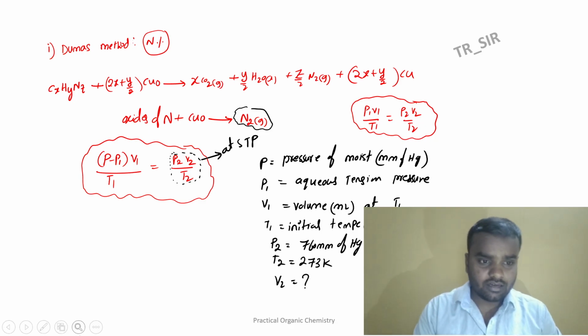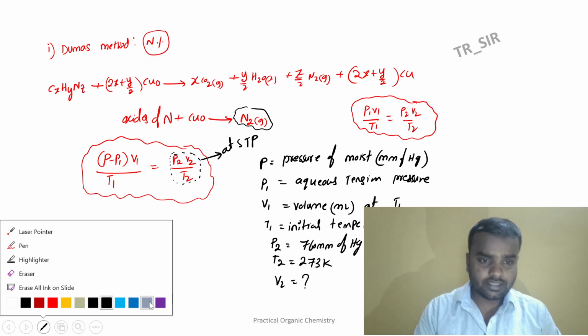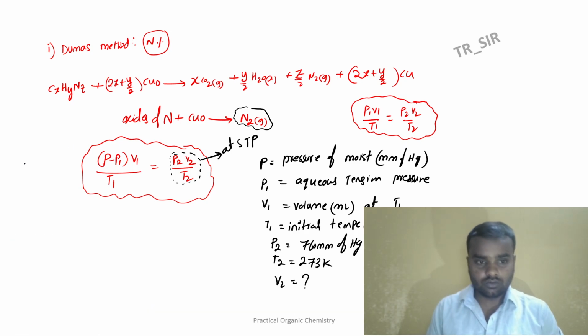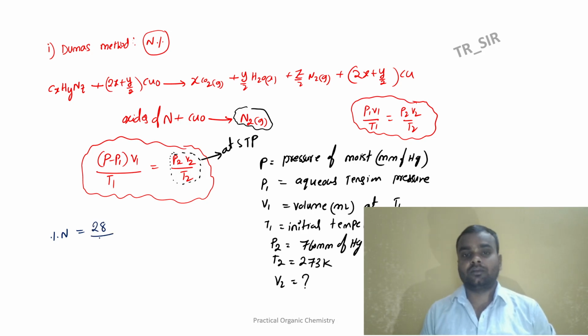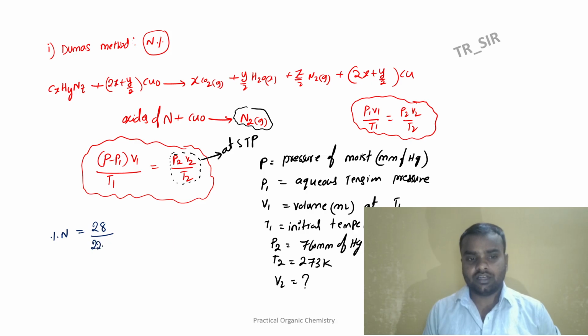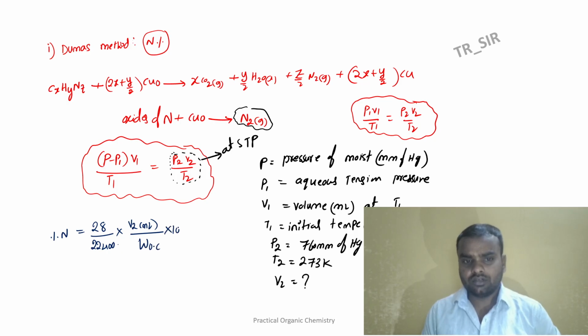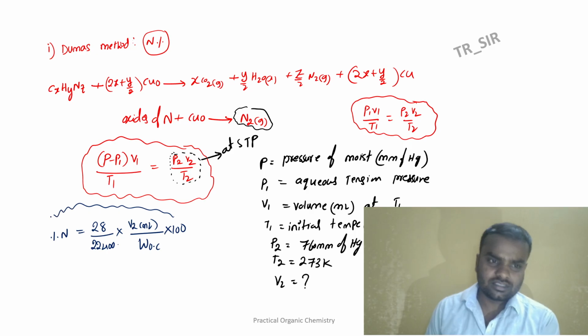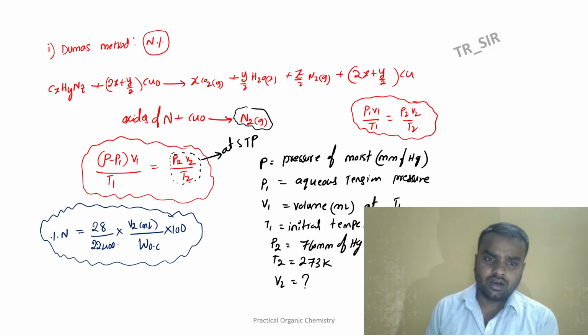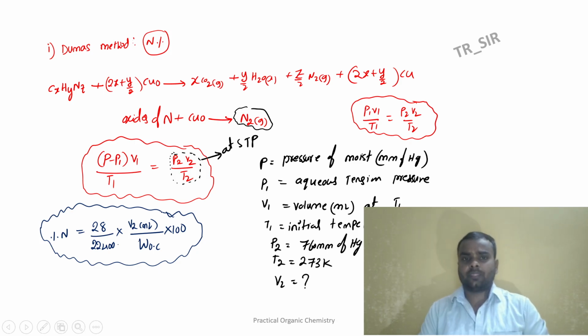After finding the volume, how do we get the percentage of nitrogen? Percentage of nitrogen is equal to 28, the molecular mass of N2, by 22400 ml, since I'm converting volume into ml, times the volume in ml, divided by weight of organic compound, times 100. By solving this data, I will get the percentage of nitrogen present.